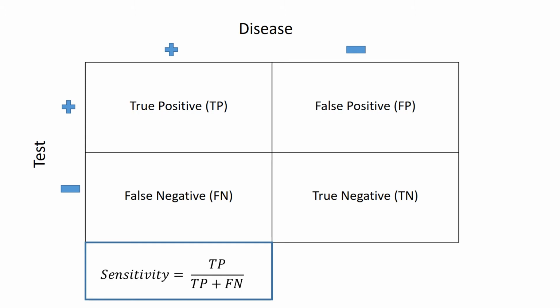So let's look at it here at our 2x2 table. We have our true positives and our false negatives. So it's this first column. And sensitivity equals true positives over true positive plus false negatives.